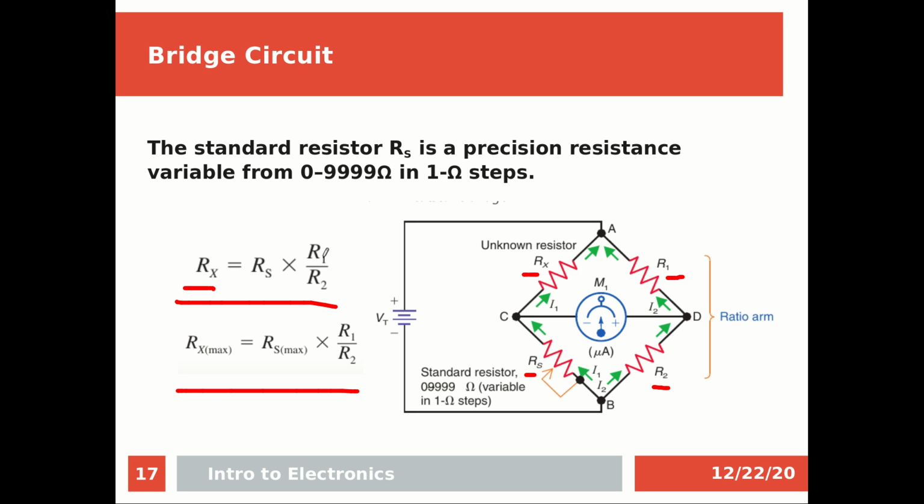So if I give you R1 and R2 and I give you Rs that we specified, then you can calculate the Rx. If I put 999 instead of the value that you give, this is called the Rs max. Then you will have the maximum value for Rx. So this circuit holds, okay, and everything is as calculated.